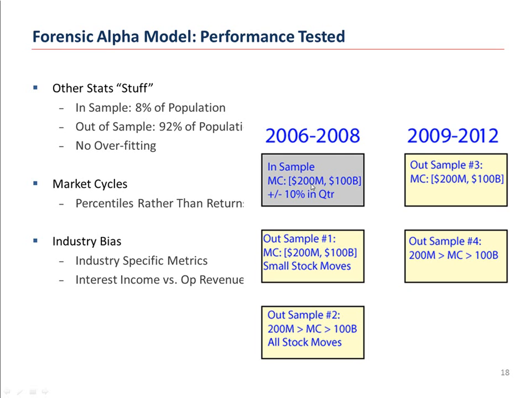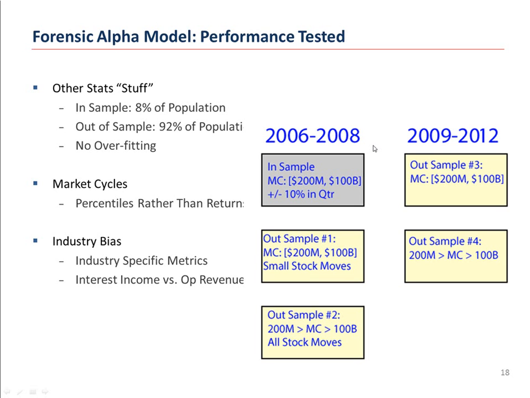I also only looked at market caps between 200 million Australian dollars and 100 billion Australian dollars for the Asia-Pacific markets. That left me with 2 out-of-samples in the 2006 to 2008 time period, namely companies within the market cap group I'm interested in, but that only had small stock moves, and a second out-of-sample in this time period, which is all stock moves from market caps outside of the range I was looking at.